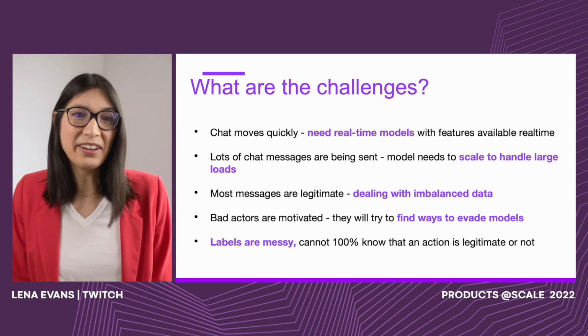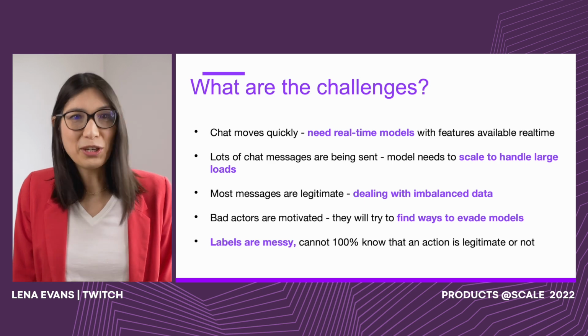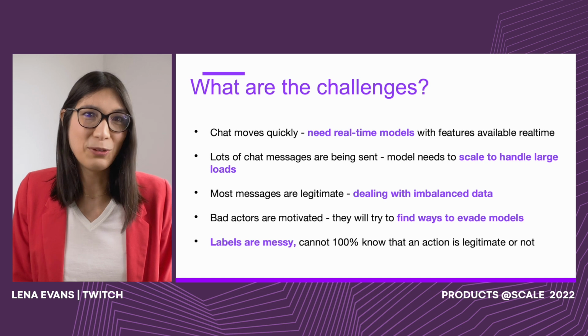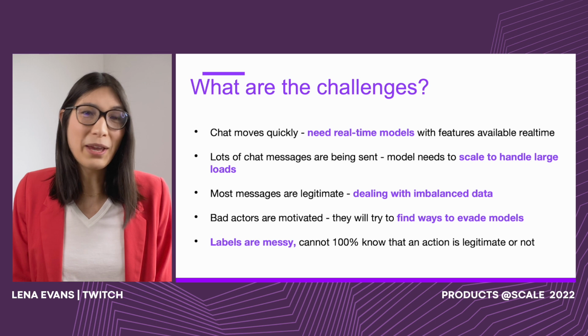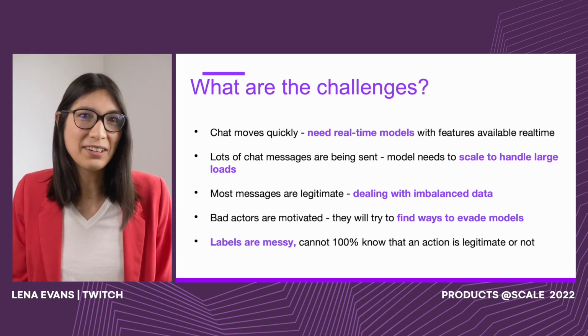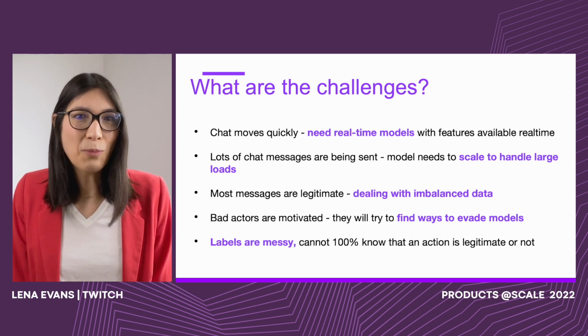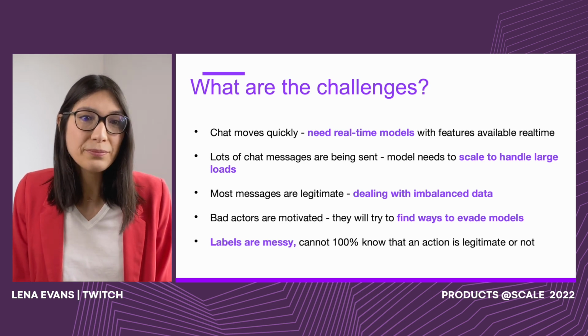On the modeling side, another issue is that most messages are legitimate. We're dealing with imbalanced data. You can imagine we'd have a pretty decent model in terms of accuracy if we just say every message is legitimate. But obviously that's not going to make our platform any safer, any less prevalent of abuse. And because of that, we need to make sure that we are choosing modeling techniques that understand this imbalanced data, and we're choosing metrics that reflect the fact that our populations are going to be imbalanced.